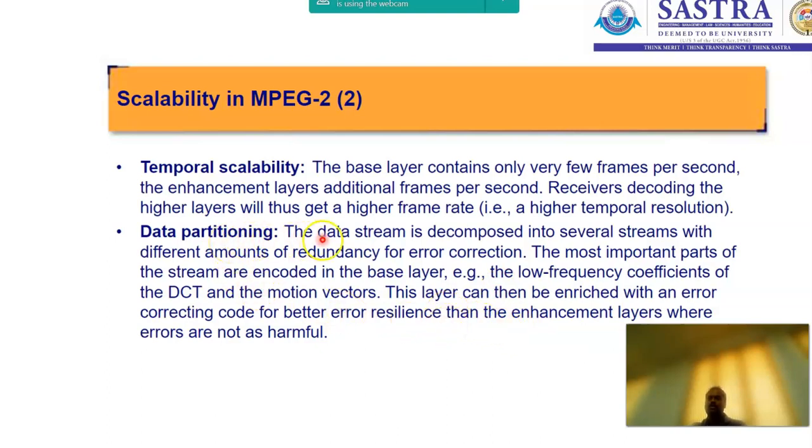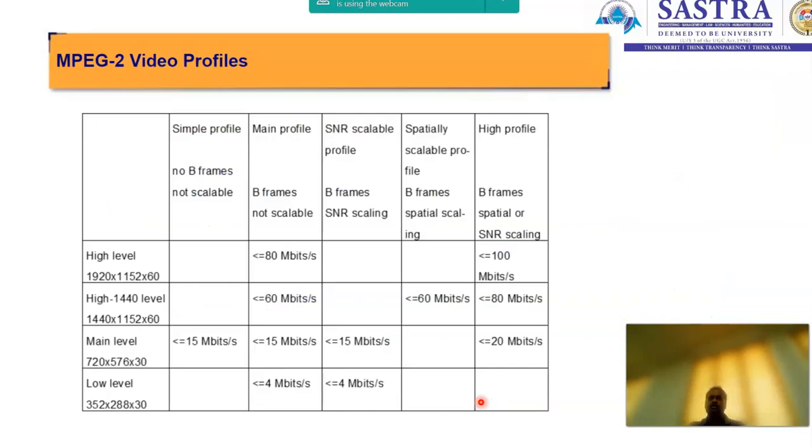Then data partitioning. The data stream is decomposed into several streams with different amounts of redundancy for error correction. The important parts of these streams are encoded in the base layer, which holds the low frequency coefficients of the discrete cosine transform and the motion vectors. This layer can then be enriched with error correcting code for better error resilience than the enhancement layers, where errors are not as harmful. So these are the video profiles.